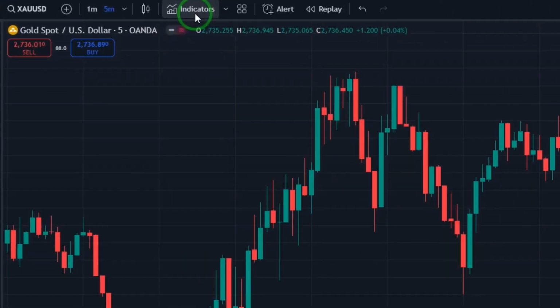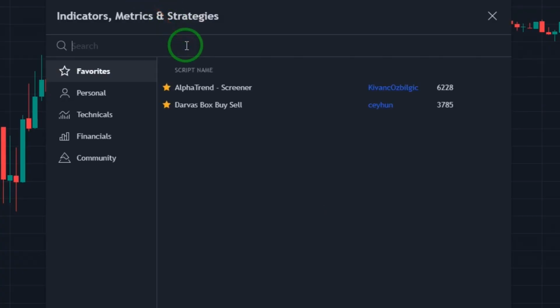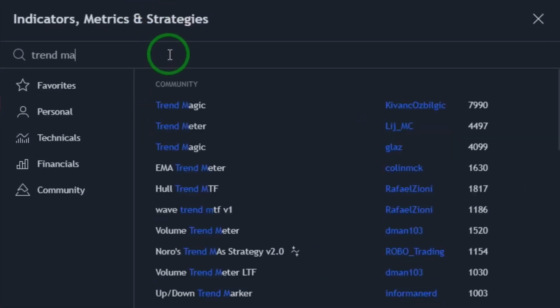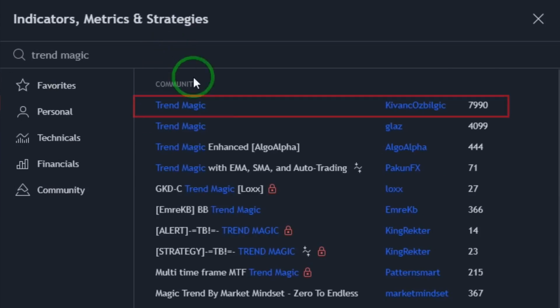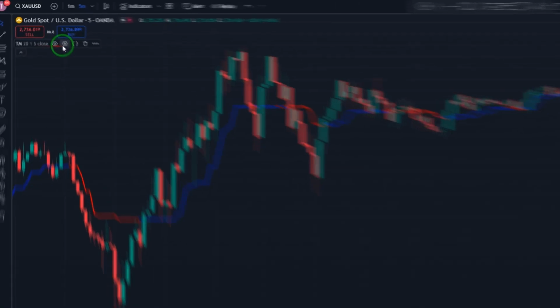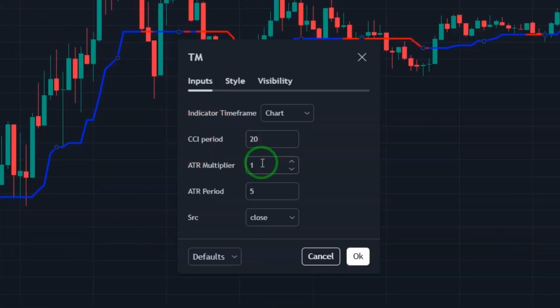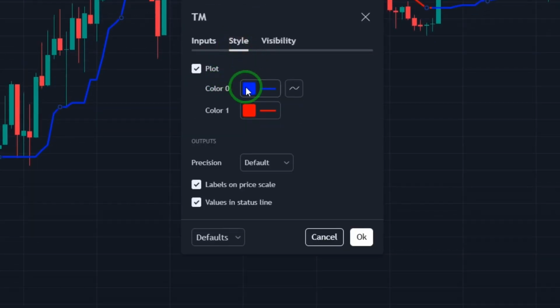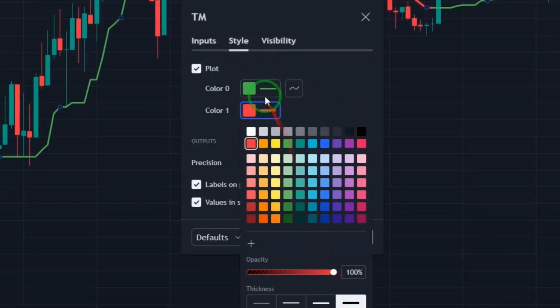Now we need to add the first indicator to the chart. So go to the Indicators tab and type Trend Magic. When you find it, click on it to add it to your chart. Okay, now let's go to its settings. In the Input tab, you don't need to change any values, just make sure they stay the same. Now go to the Style tab and change the colors of this indicator as you like.